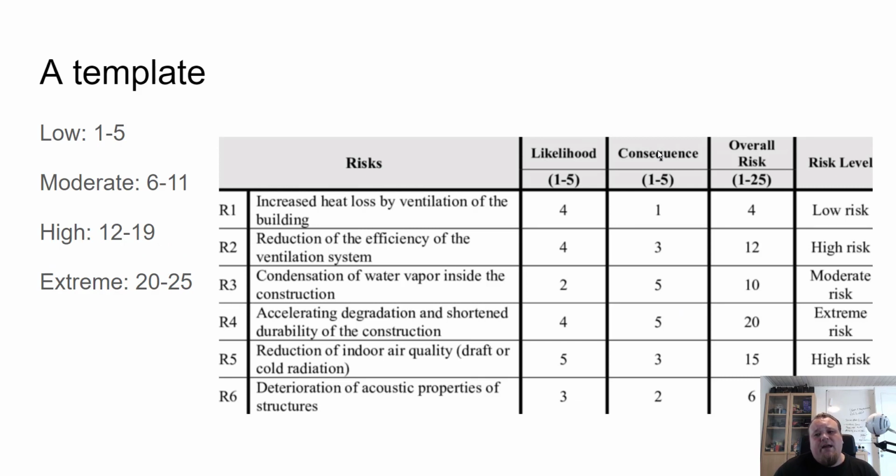This is a typical example of how the risk assessment could look. This is also called a template model, or just an example of how it is. Looking at the risk descriptions, we see the risks numbered R1, R2, R3, and all the way down to number 6. The R is short for risk. The first one is increased heat loss by ventilation of the building. This looks like a risk assessment for some sort of building about ventilation and so on.